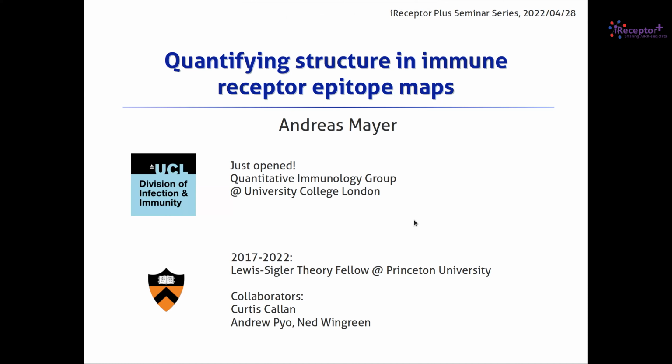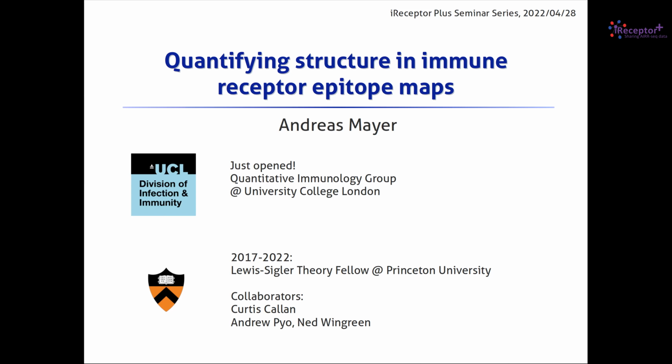Okay, excellent. Thank you so much for the invitation to speak in the iReceptor Plus seminar series. I'm very excited about speaking today because, as has just been mentioned, I recently moved and opened up my own group at University College London, focusing on quantitative immunology. But much of the work that I'll be talking about today was done when I was an independent postdoctoral research fellow at Princeton University, together with an amazing set of collaborators, in particular Curtis Callan, an excellent student, Andrew Pio, and another collaborator, Ned Wingreen, all at Princeton.